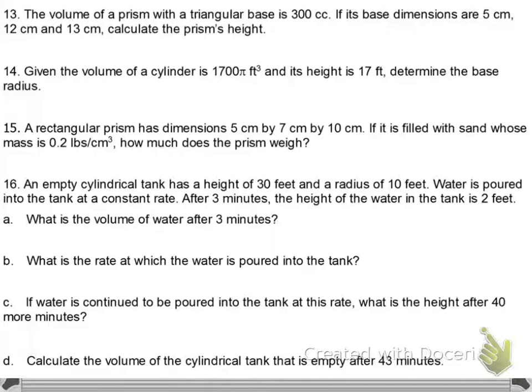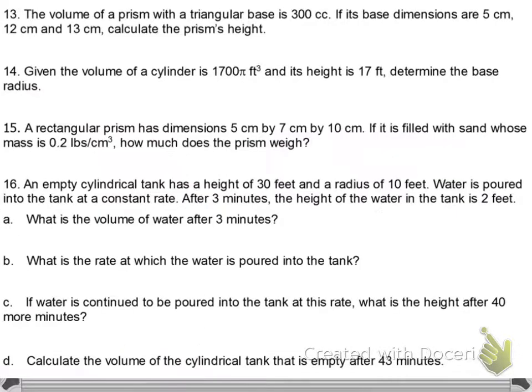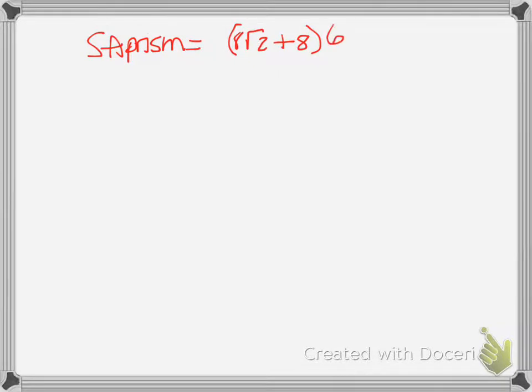Now this is for the surface area of the prism, so that would be 8 root 2 plus 8, and then I'm going to multiply that by the height. Remember, this is the height of your prism, and you can see here that that would be 6. I just need to distribute that 6, so that would be 48 root 2 plus 48. That's the surface area of the prism.